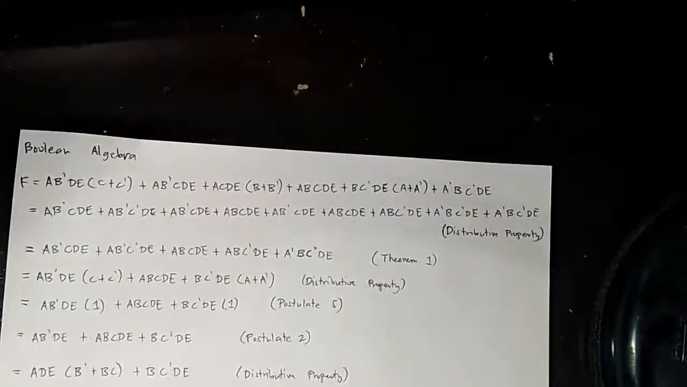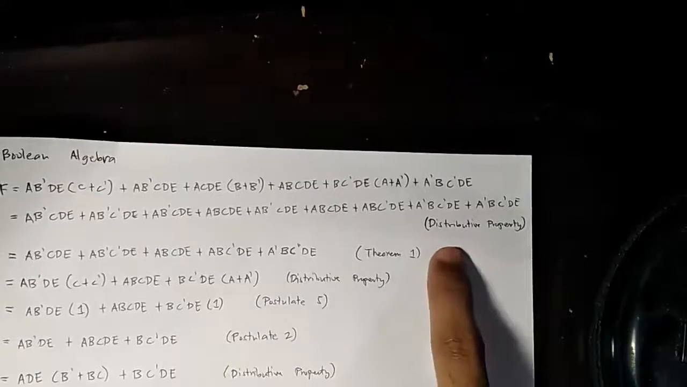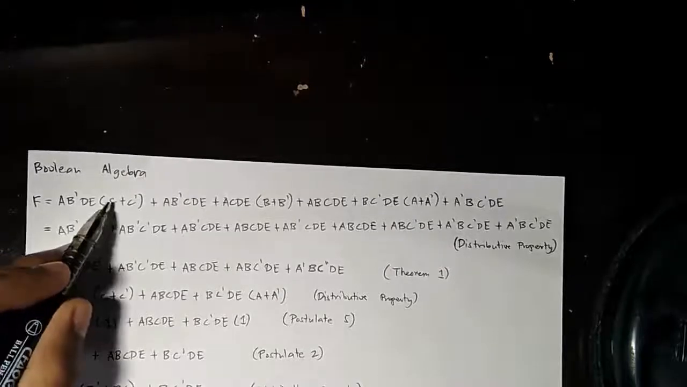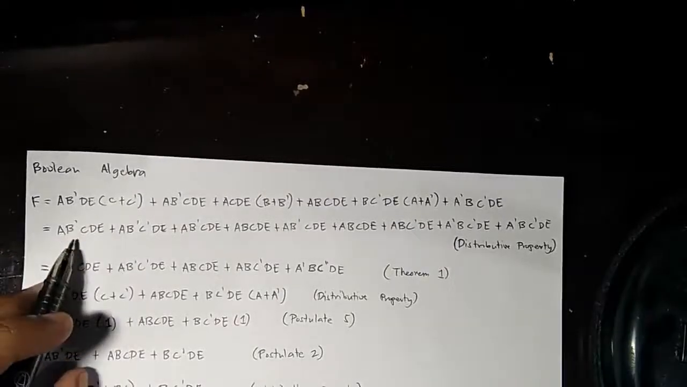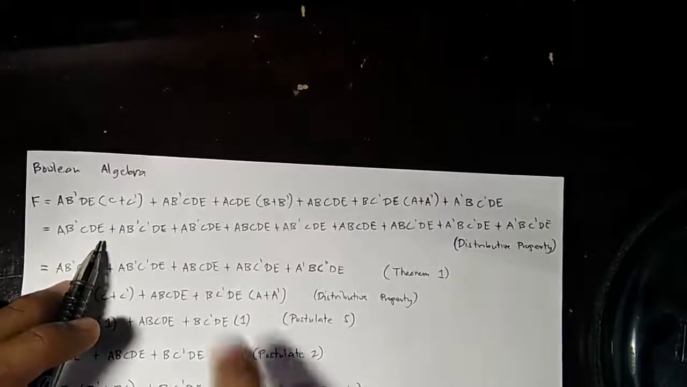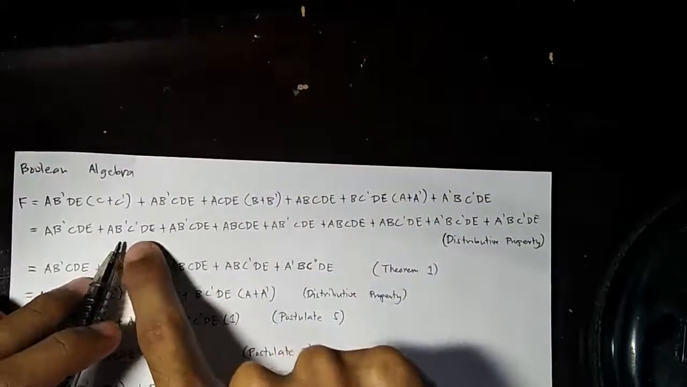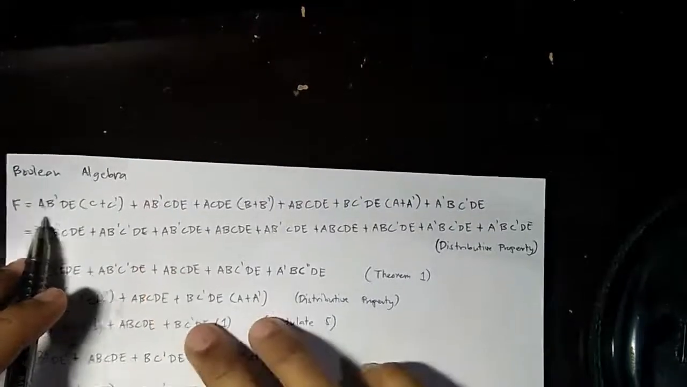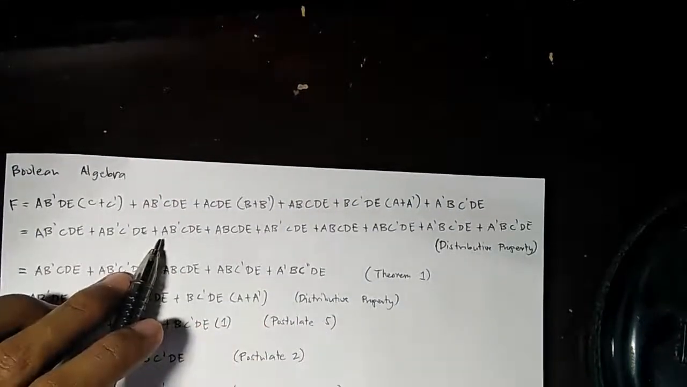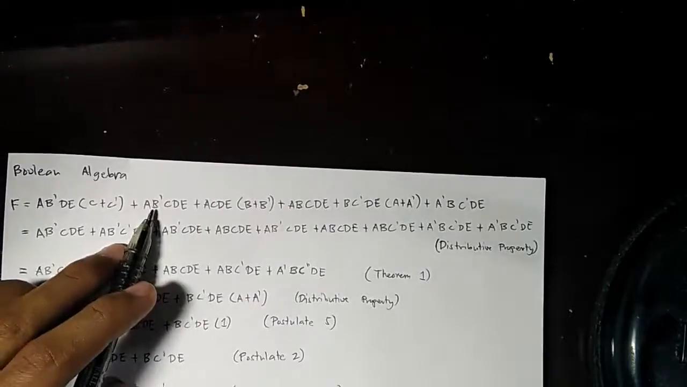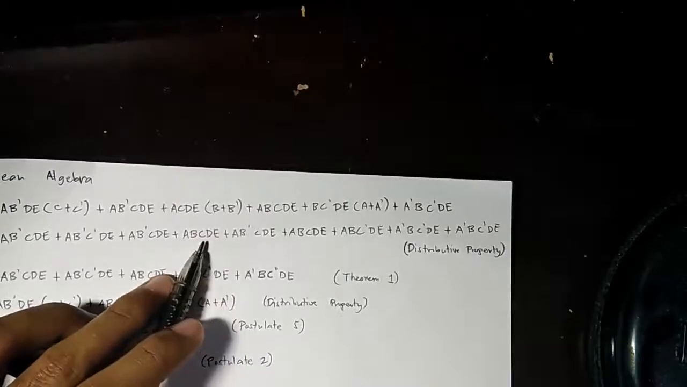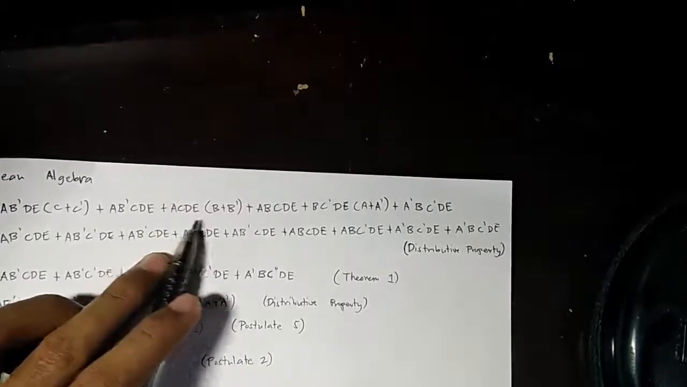So here we're gonna simplify it by using the distributive property. We're just gonna distribute this term individually to these terms. Okay, so we'll have AB'CDE plus AB'C'DE here, distributing here, and the same with the remaining terms. Here we're just gonna copy AB'CDE, copy it down like that, and here we're gonna distribute this ACDE to B plus B'.